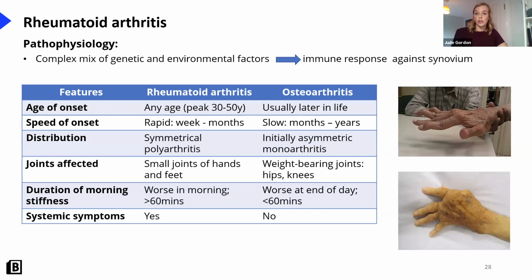Osteoarthritis is the opposite to that, so it's worse with use. So by the end of the day, patients find that their symptoms are worse, and they may still have some stiffness, but it should ease a lot faster than patients with rheumatoid. The final thing, and again, this is a generalization, but on the whole, rheumatoid patients are much more likely to have systemic symptoms, whereas with osteoarthritis, it tends to be limited to the joint itself.